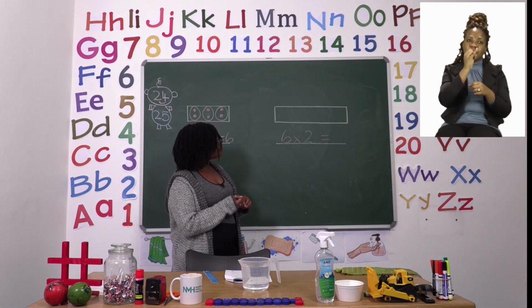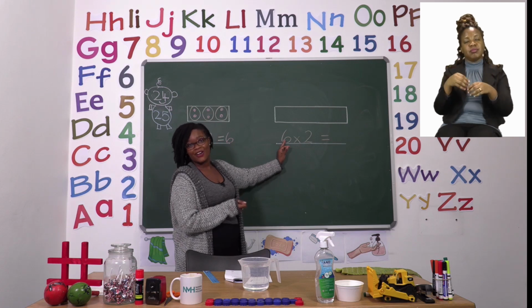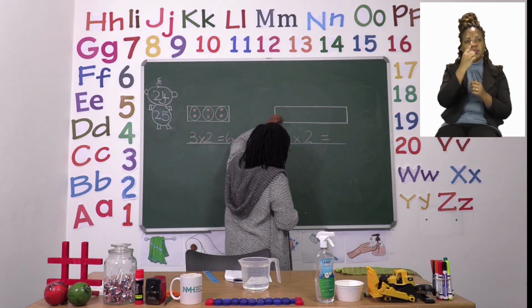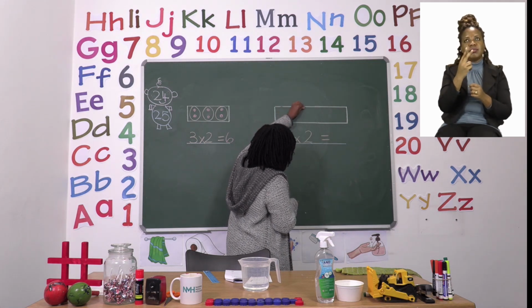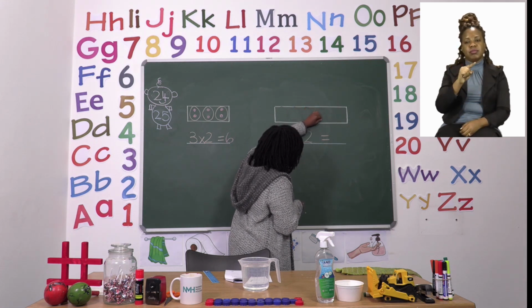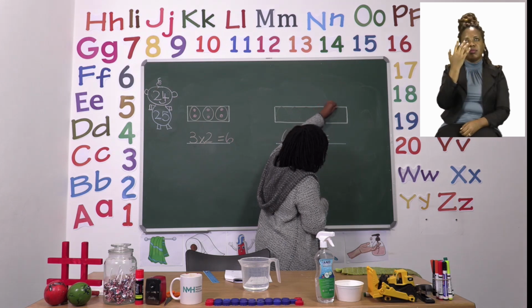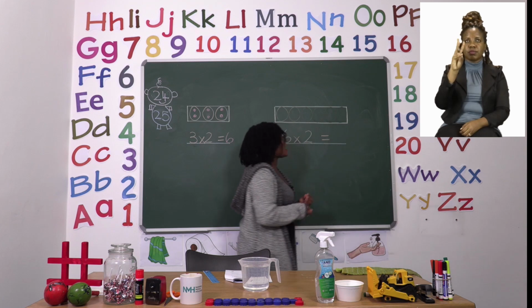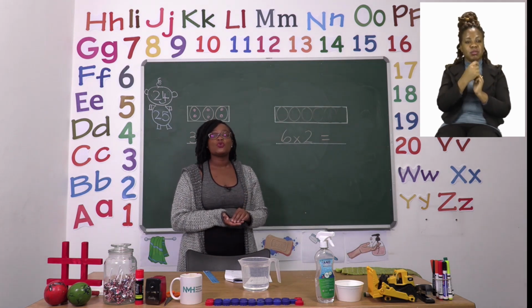And how many groups am I drawing, boys and girls? I am going to draw 6 of them. So let us start. 1, 2, 3, 4, 5, and 6. So I have 6 groups now, and in each group I need to put 2 things.